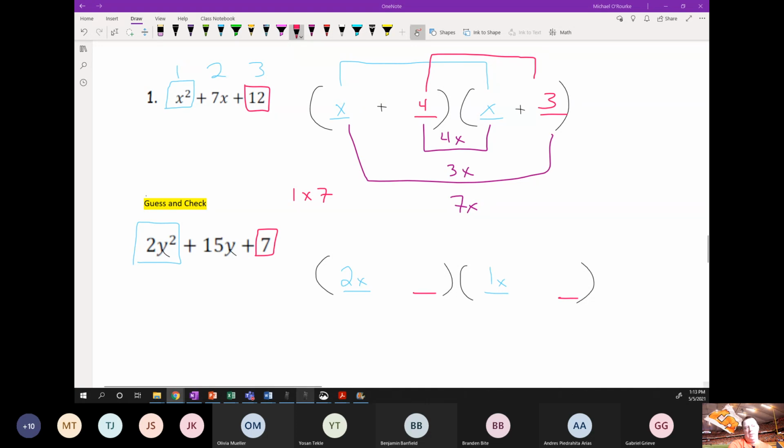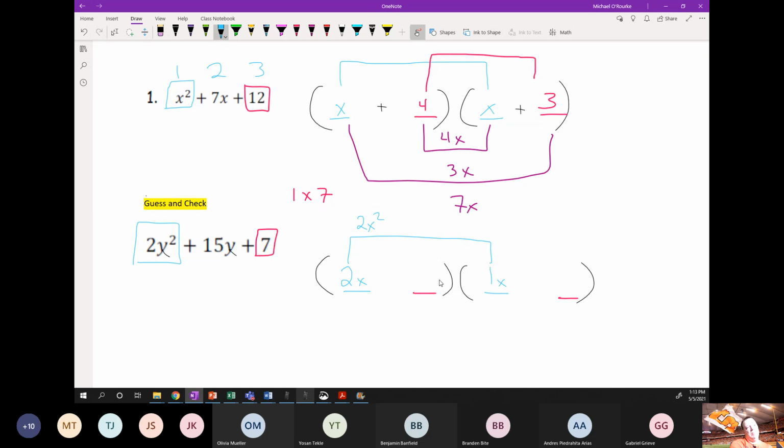Okay. So we're working with the same concept. I have to go over this. First term times first term makes this term. Last times last makes this. We add up the inside. Now for here, we had 2x and 1x, because when they multiply together, that's going to equal 2x squared. So we have a match here.